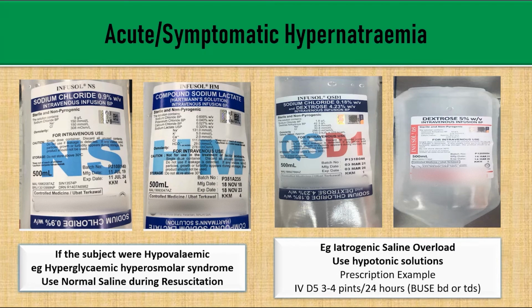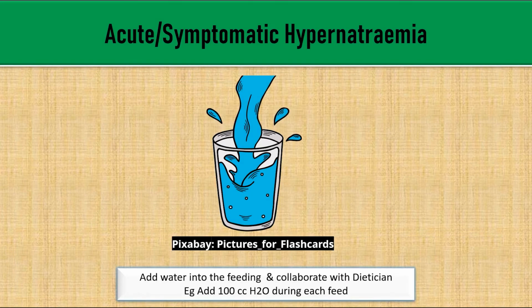So how fast or how aggressive this correction is would largely depend on the patient's symptoms as well as the degree of hypernatremia. Keep in mind that in the subjects that are on Ryle's tube feedings, we can always have the option of adding extra water into the feedings, and you can always collaborate with the dietitians with regard to this. A common example would be we'll add 100 cc of water during each feed. That would also help in bringing down the serum sodium level.